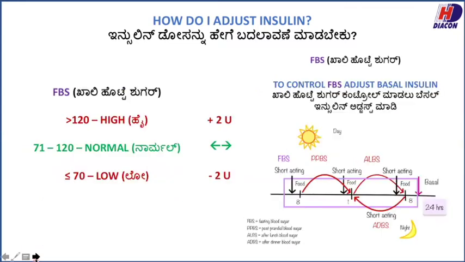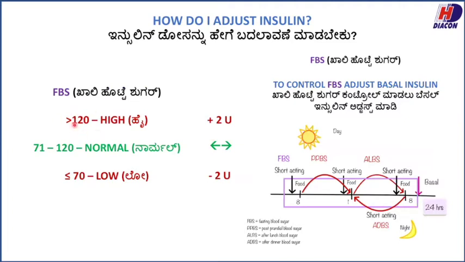So how do we adjust insulin? As we said, in order to control the fasting blood sugar, we adjust the basal insulin. So we want the fasting to be between 71 and 120. If your fasting is in the normal range, that means the amount of basal insulin you have taken is sufficient for you. So don't change the dose, continue the same dose.